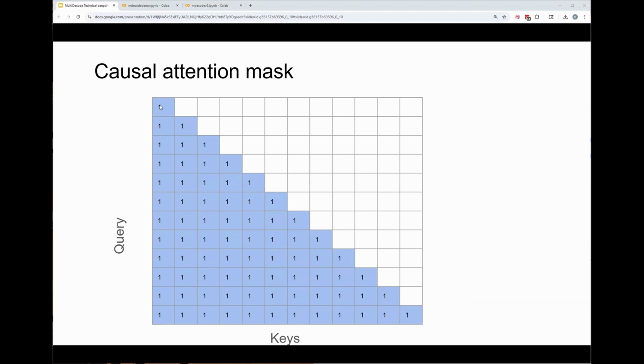this is the first query. The first query can only see the first key. The second row, the second query can only see the first two keys.